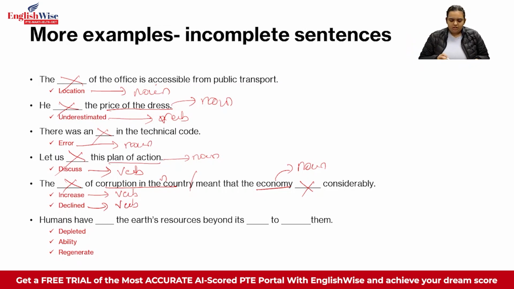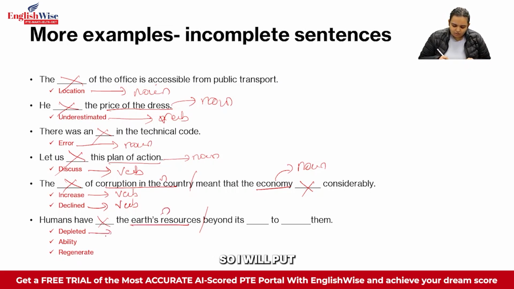considerably. Same way you will read ahead like: humans have dashed the earth's resources beyond its dash to dash them. Again, let's read it word by word. So here I will read up till here. Humans have dashed the earth's resources. So humans have the earth's resources. This does not really make sense.